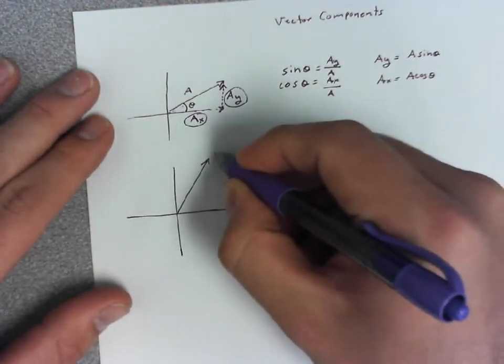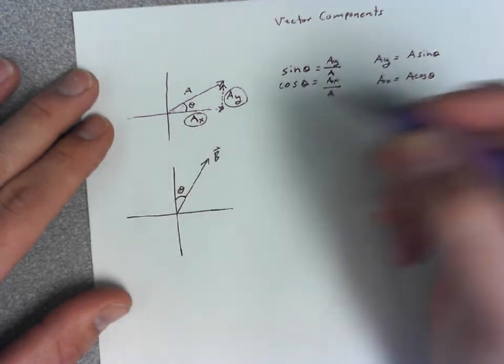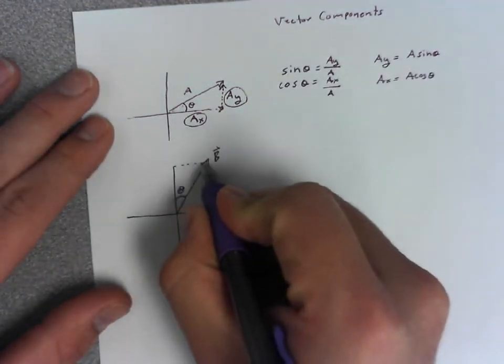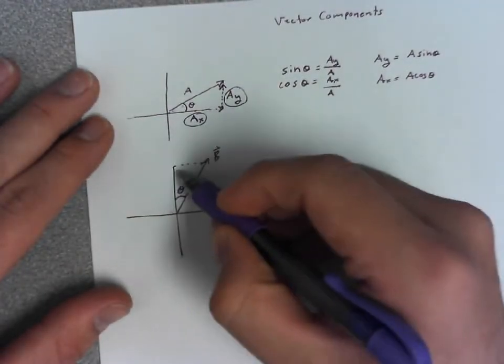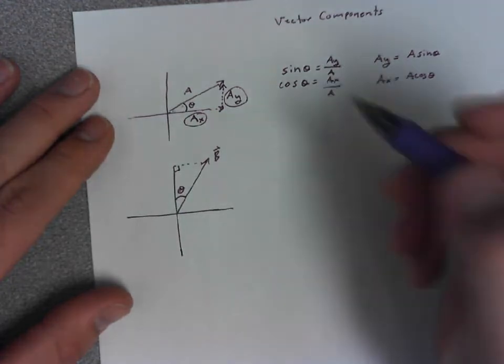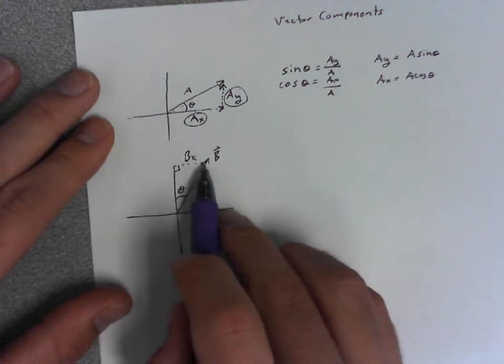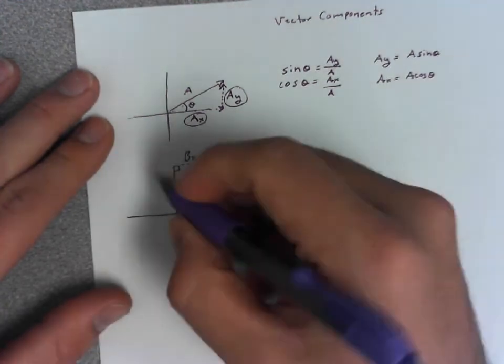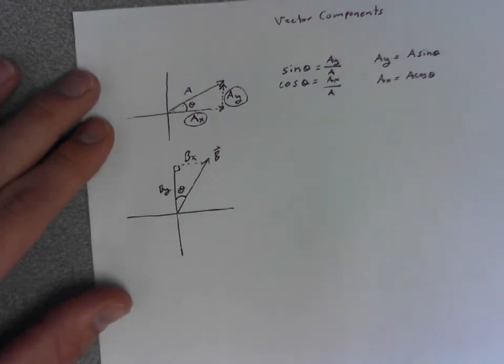We'll call this vector B. And I give you this angle right here. There's my triangle. Now if I label this, this is my hypotenuse. There's my right angle right there. Okay. This is my BX because this is my horizontal side. And then this right here is my BY. Okay, those are my X and Y components for vector B.